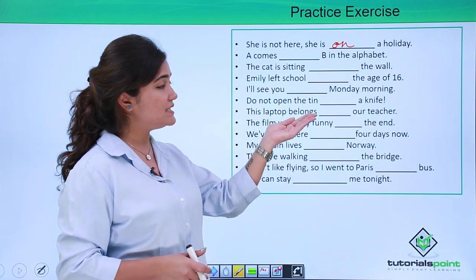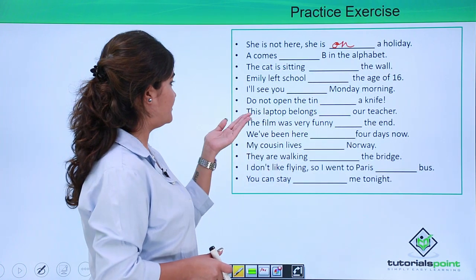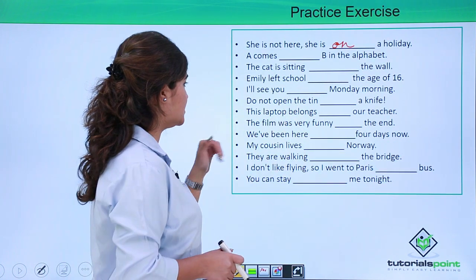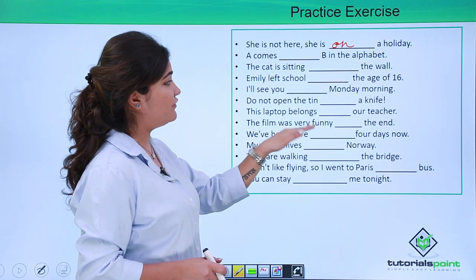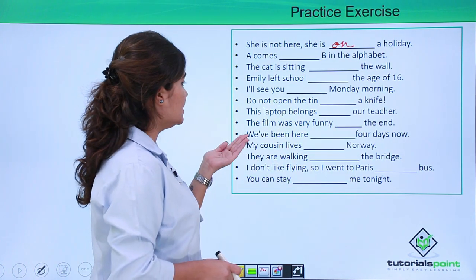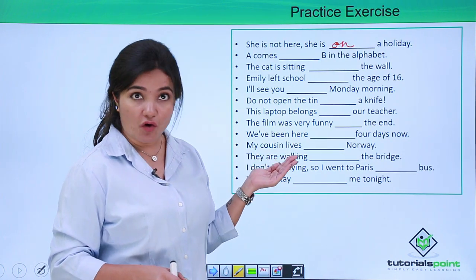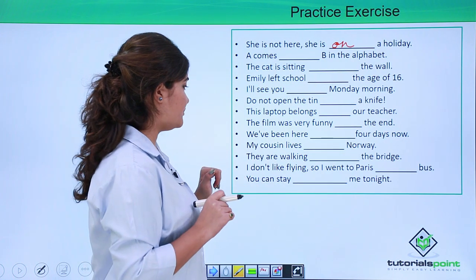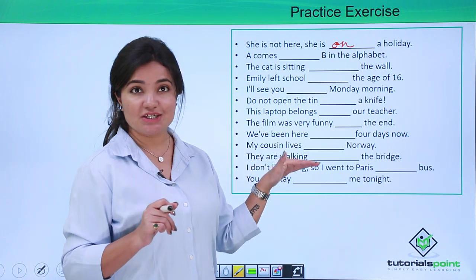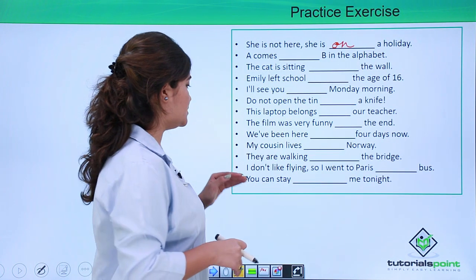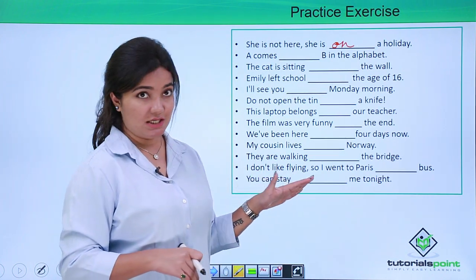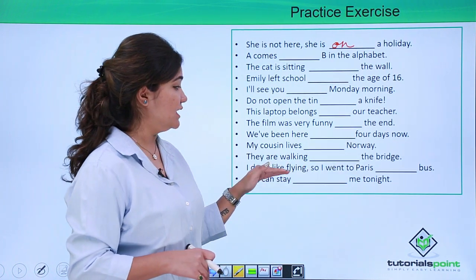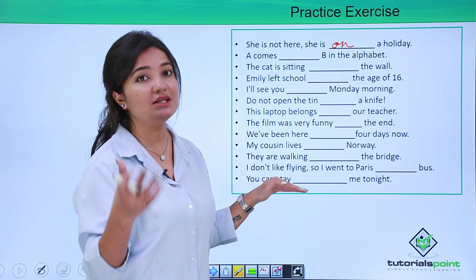Do not open the tin with a knife. This laptop belongs to our teacher. The film was very funny at the end. We've been here for 4 days now. My cousin lives in Norway. They are walking dash the bridge. They are walking across the bridge. I don't like flying, so I went to Paris by bus. You can stay with me tonight, right?